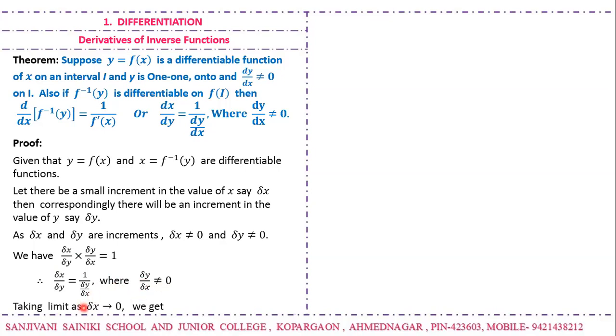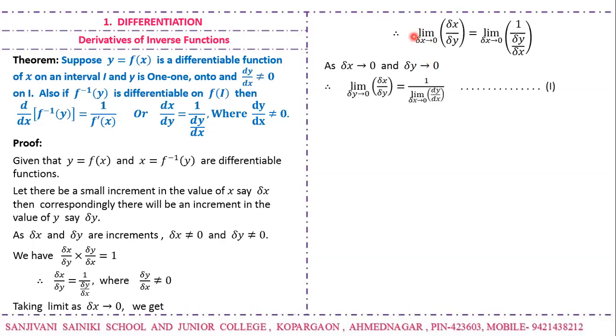Now taking the limit as delta x tends to 0 on both sides, what we get? The limit of delta x by delta y as delta x tends to 0 is equal to the limit of 1 upon delta y by delta x as delta x tends to 0. But y is a function of x, and as delta x tends to 0, delta y automatically tends to 0. So I can replace this limit: the limit as delta y tends to 0 of delta x by delta y is equal to 1 upon the limit of delta y by delta x as delta x tends to 0. This is our equation number 1.